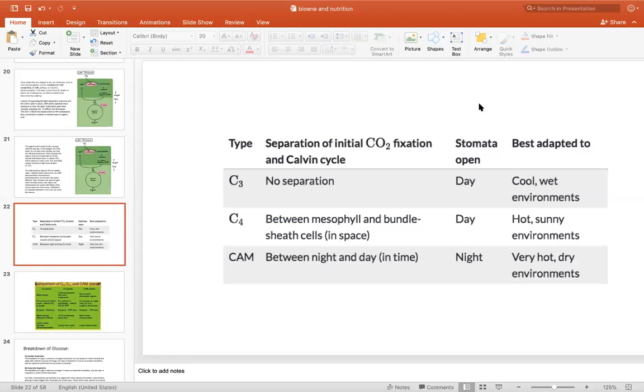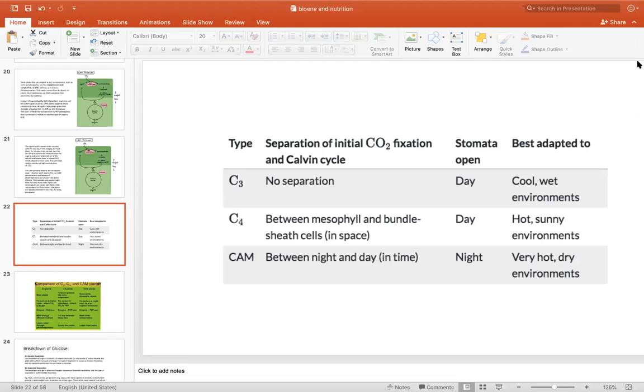Great. So this is a simple table giving you differences between the C4 and the CAM pathway and C3. Separation of initial CO2 fixation and the Calvin cycle is not present in C3 plants, which are normal plants. It is present in C4 plants between the mesophyll and the bundle sheath cells. And in CAM plants, it's between night and day. Stomata in your C3 and C4 plants are open during the day, whereas in CAM plants, they are open during the night.